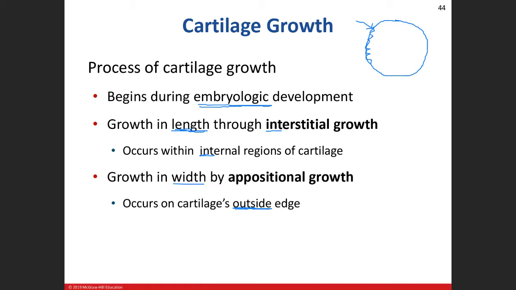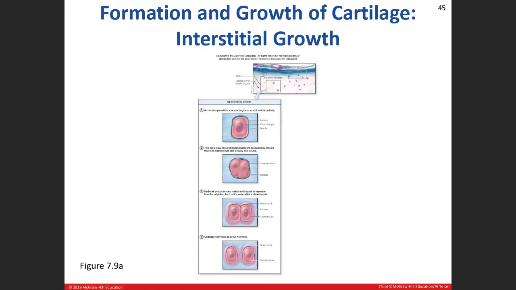Interstitial growth is the lengthwise growth, how it gets taller, and that is because the inside of the cartilage is growing. And then appositional is on the outside, and that is an increase in girth or width.